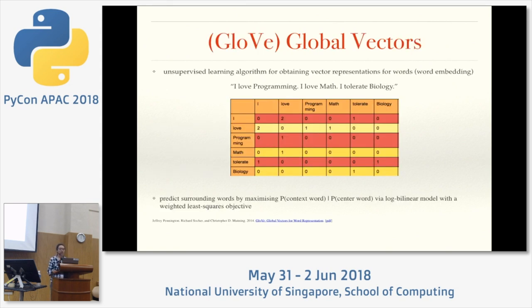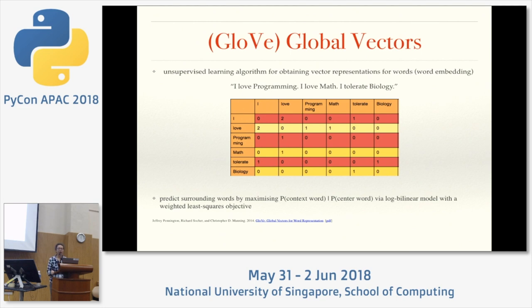So GloVe stands for Global Vectors. GloVe is an algorithm developed by Jeffrey Pennington, Richard Socher, and Christopher Manning at Stanford University, cited below. And this algorithm takes a co-occurrence matrix and predicts the surrounding words by maximizing the probability of a context word occurring given the center word via a log bilinear model, which I will be showing later, and with a weighted least squares objective.